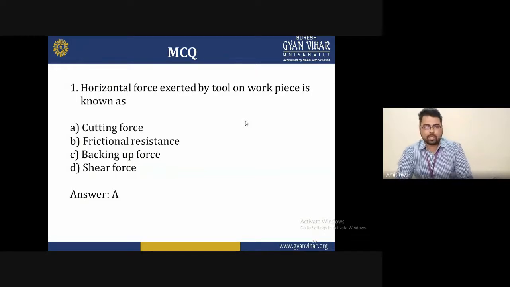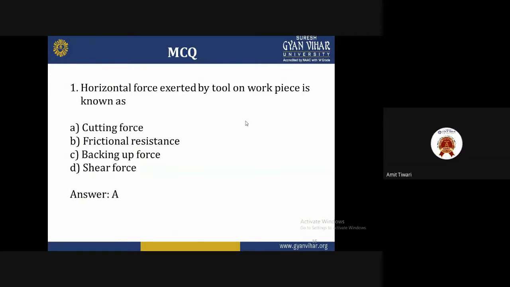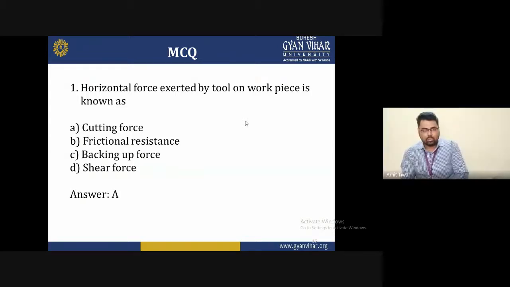Basically the cutting forces are the horizontal force exerted by the tool on the workpiece, because we know that during the machining process you cut the workpiece material with the tool, and you provide the feed rate in the horizontal direction. With the help of this cutting force, you remove the material from the workpiece.